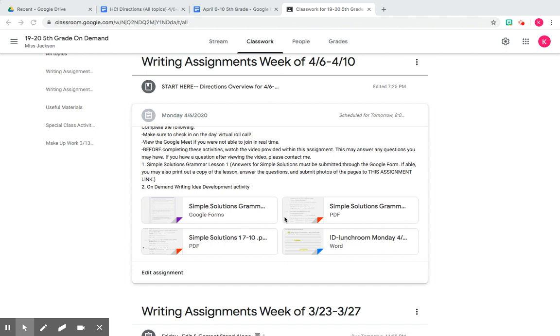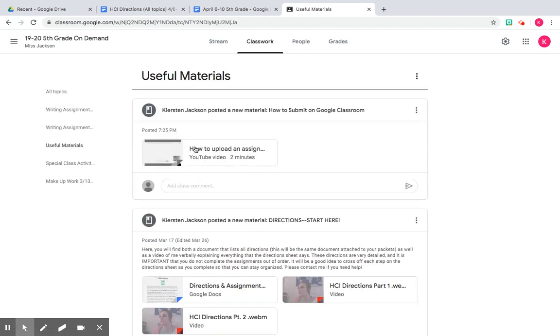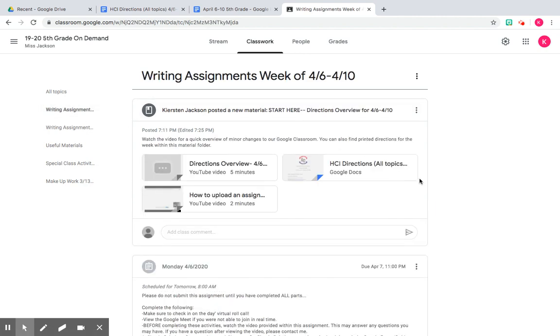But if you choose to print out and do a hard copy of the simple solutions, you need to take pictures of them, and you make sure that the pictures are clear, that we're going to be able to read them if you submit them to Google Classroom. But you are able to submit them to Google Classroom. The submission video is actually over here. In the useful materials topic, I have included the video of how to upload an assignment to Google Classroom.